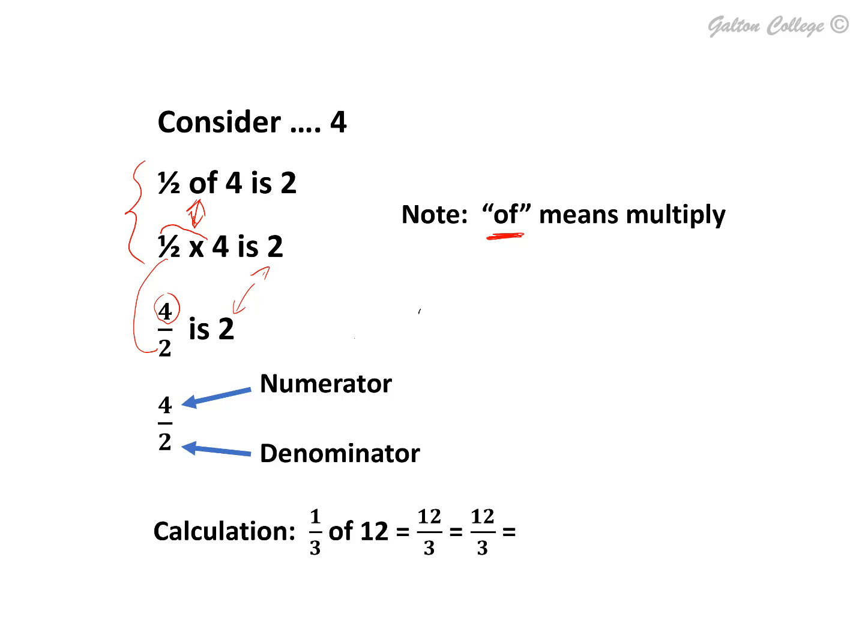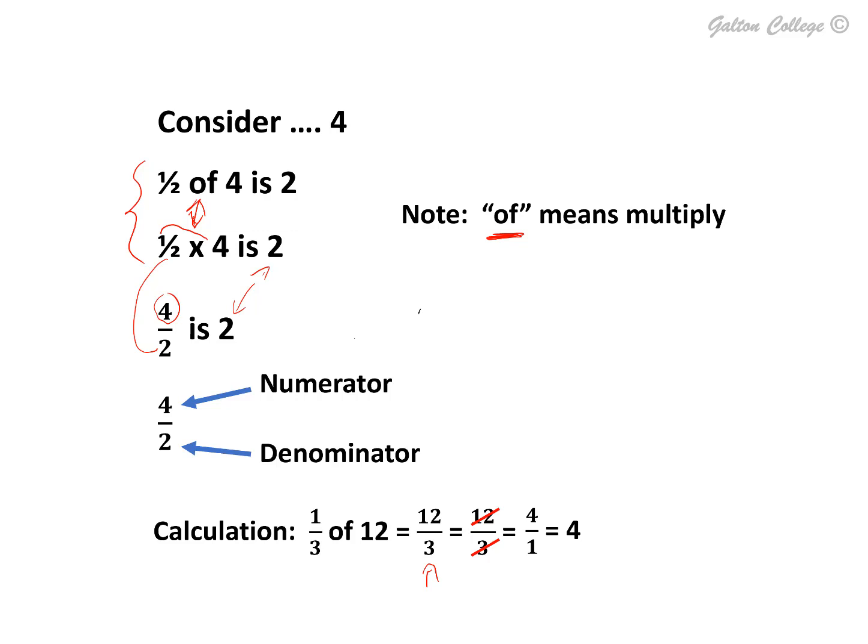So calculation, 1/3 of 12. Well, 1/3 of 12 is the same as 12 over 3, because we're multiplying. Of means multiply, so we're really multiplying the 12 by 1/3, which gives us the 3 as the denominator. And 12 over 3 is equal to, well, that cancels out. The 3 goes into itself once, and it goes into 12 4 times. So 4 divided by 1, which is the same as 12 divided by 3, and that's equal to 4.